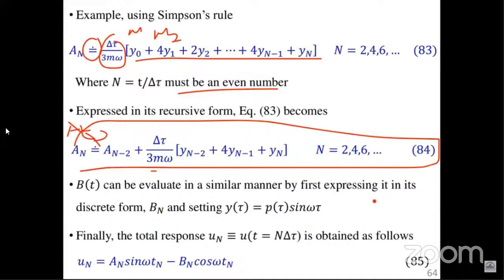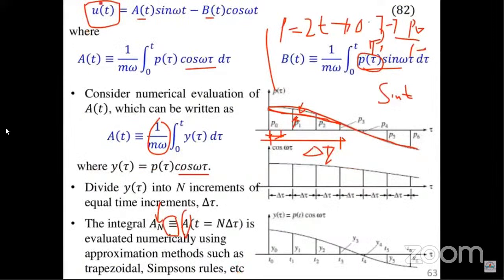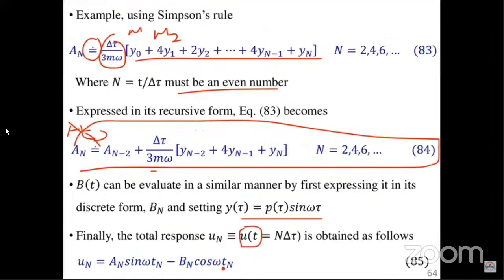So in our analysis, b can also be evaluated in a similar manner. We need to express b(t), the continuous b(t), in discrete form b_n, and then we set y to be that. Finally, the total response of the overall system will be u. So the continuous u(t) response, equation 82, can be approximated as u_n here. You remember n represents the number of divisions or the ordinate. So this is the discrete form of equation 82. Equation 82 is continuous, 85 is in discrete form.